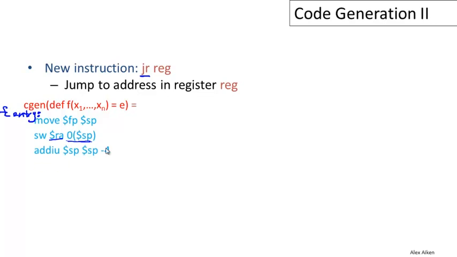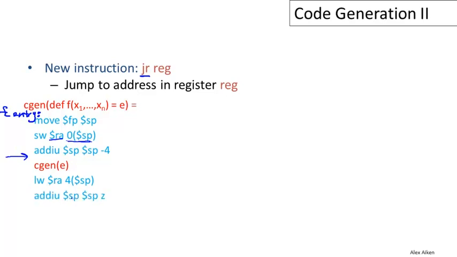Okay, and now we just generate code for the body of the function. So now at this point, the activation record is completely set up, and now we can just generate code for the function body. And after the function body executes, of course, the stack pointer will be preserved. And that means that the return address will be at 4 offset from the stack pointer. So we can load the return address back into the return address register.